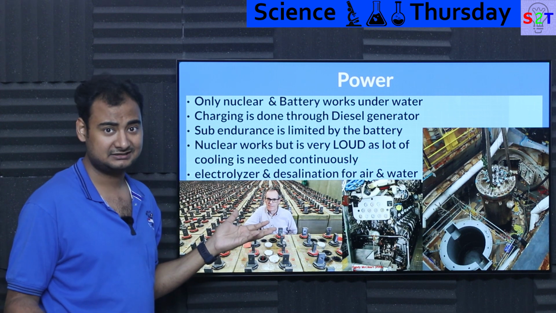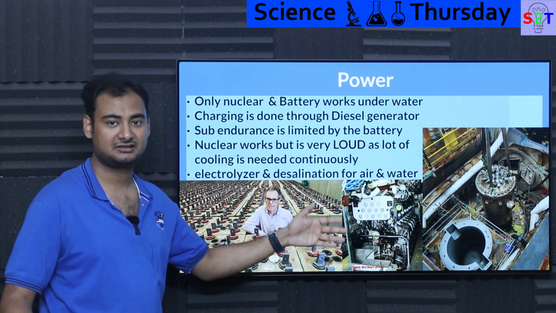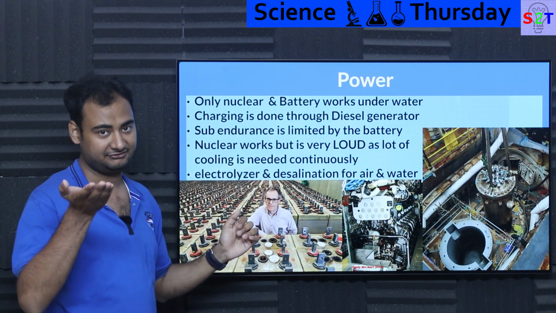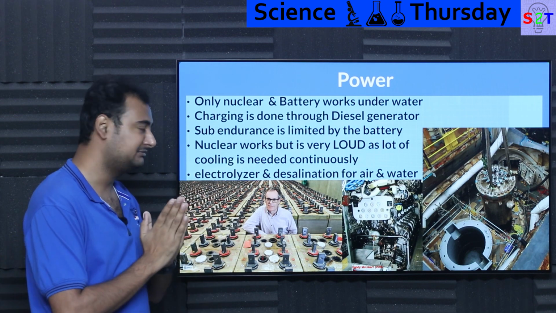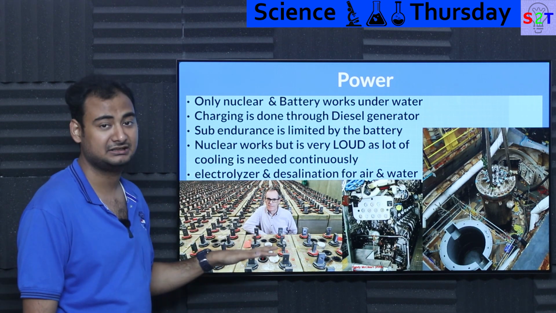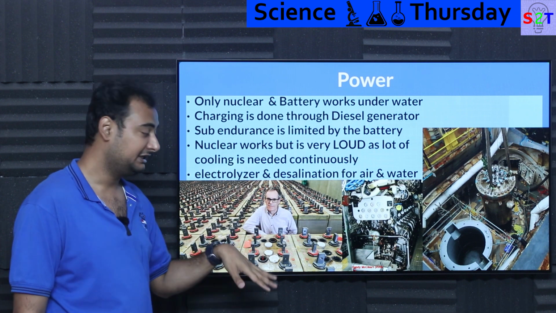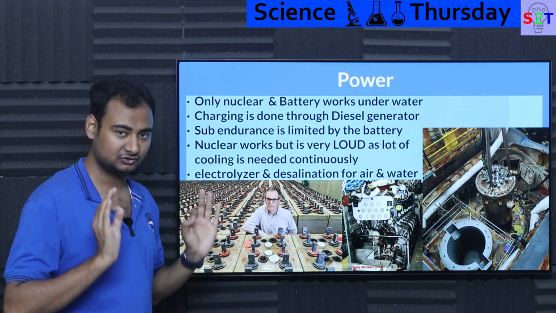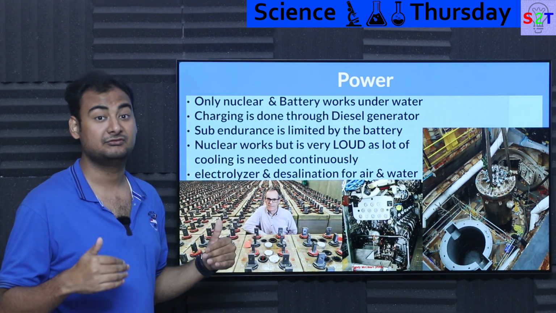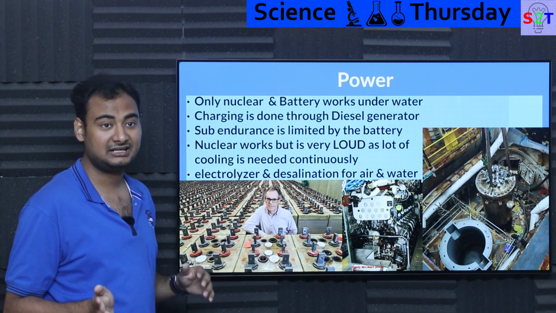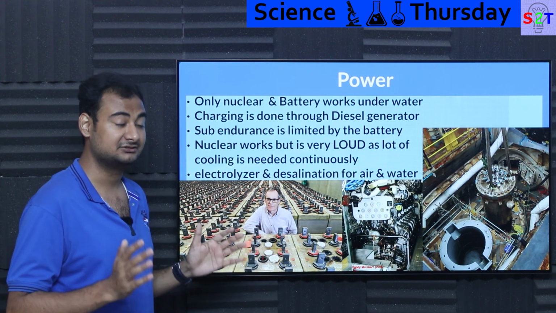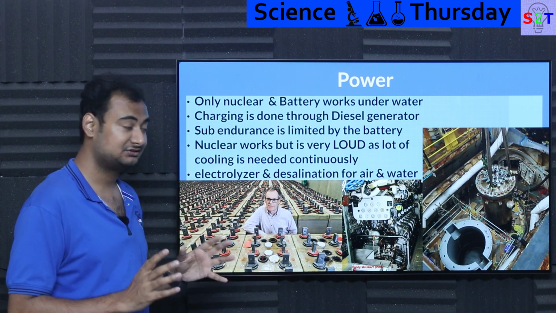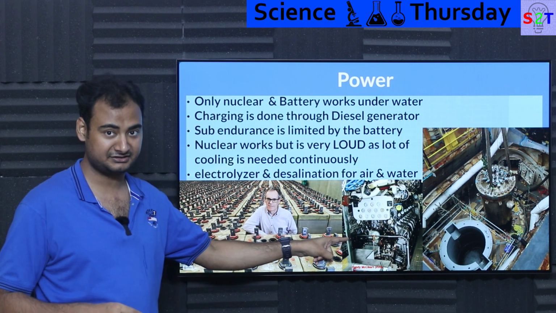And how the heck do you charge that battery? You use a diesel generator like anything else when you have to surface. Now that limits your endurance, meaning how long you can remain underwater directly depends on your battery bank. If your battery bank is big, healthy, reliable, it will stay underwater for days. If it's not healthy, not reliable, which has happened with Indian submarines, it could cause catastrophe. So the battery is the limiting factor, not the diesel generator.